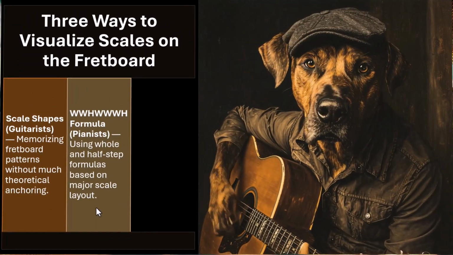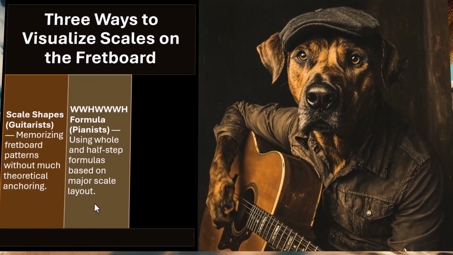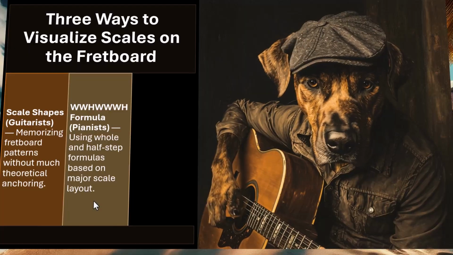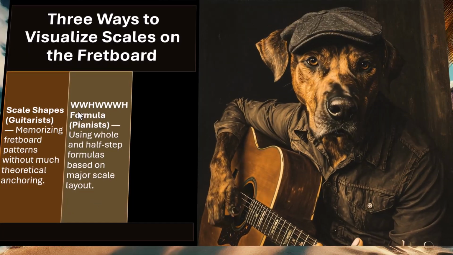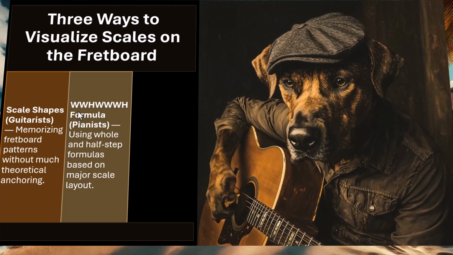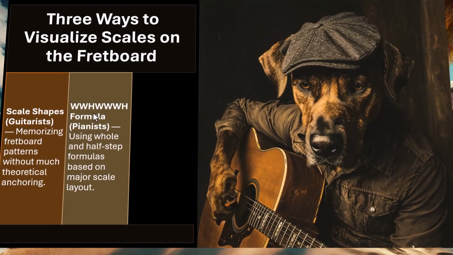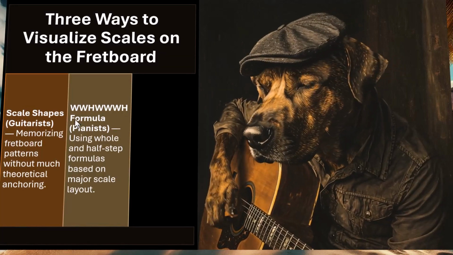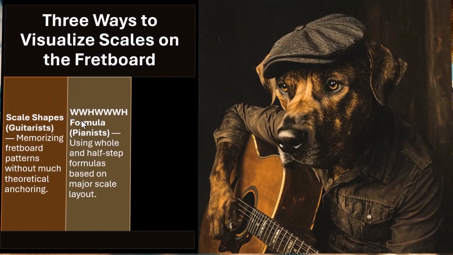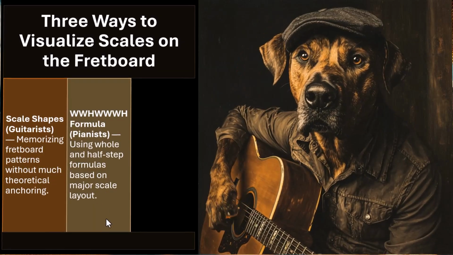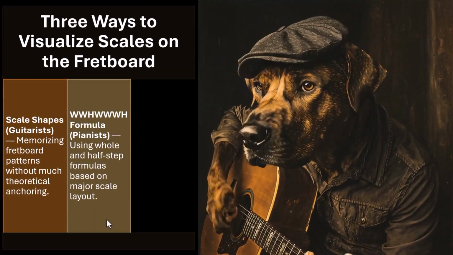We can also work out the positions and the shapes, or build the shapes with what I would call the formula, which is whole, whole, half, whole, whole, whole, half. However, that is as though we just went from the top of the major. You could start from any point in the formula. So if I start here, it would be whole, half, whole, whole, whole, half, whole. If I start here, it would be half, whole, whole, whole, half, whole, whole. So the formula gives you whole and half steps based on the major scale layout.